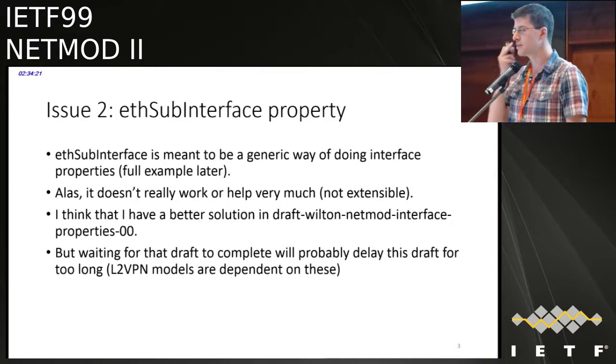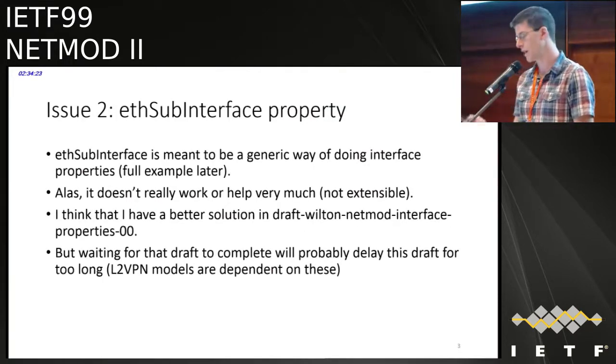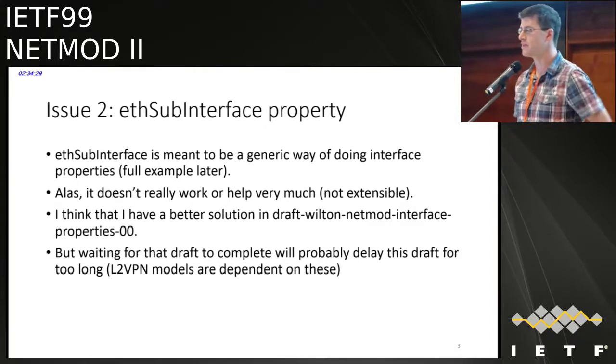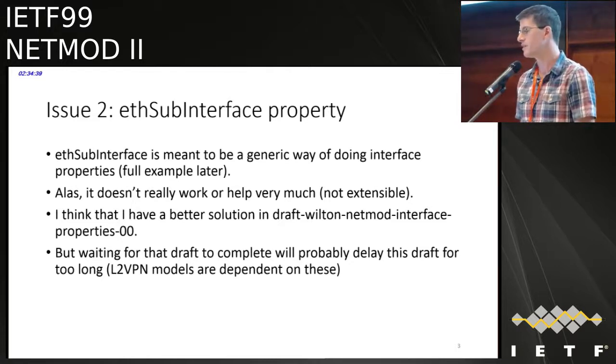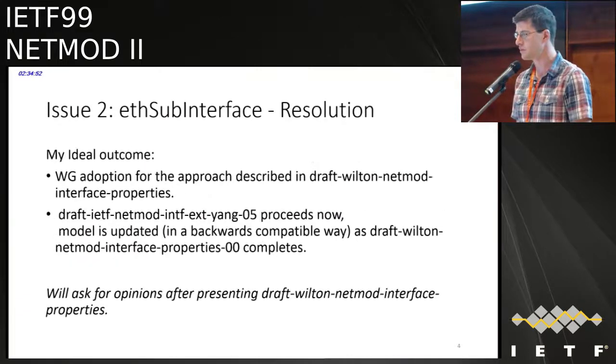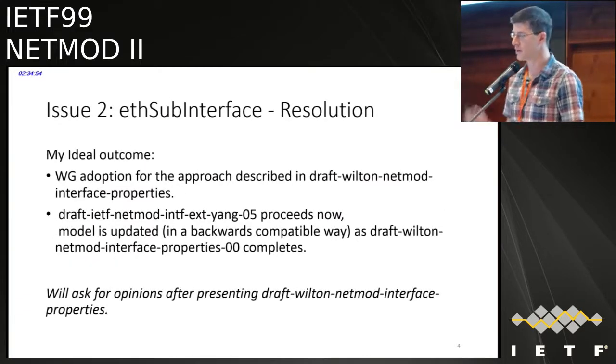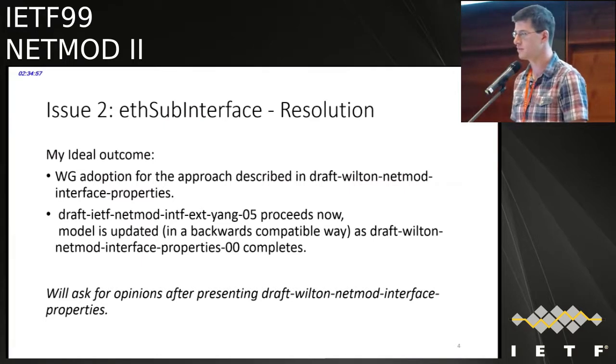Nothing exciting. The second one is this sort of sub-interface property, which is meant to be a way of trying to abstract away a list of interface type dependencies, instead to have a common property. The solution I've got in these two drafts doesn't really work very well. It has problems. It's not extensible. I think I have a better solution in this 00 draft. So I'm going to present that draft towards the end of this, and then wait for comments on whether people think that's a good idea to do, and then also what we do with these drafts, whether we wait or progress them anyway. So I'll ask for comments at the end of that.